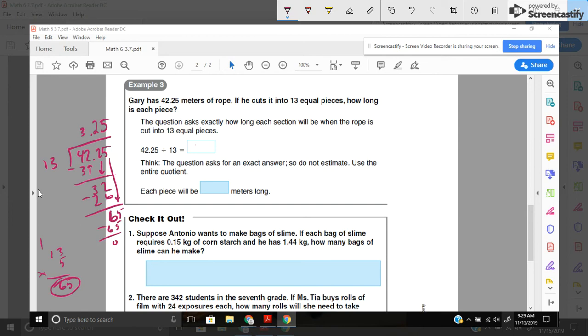So, 3.25 is how long each piece needs to be. So the question asks this time for an exact answer. If he cuts into how long is each piece? And that's exactly what we found. So don't estimate, use everything here. So each piece will be 3.25 meters long. What we just did here is nothing different than what we have been doing. It's just finding the exact answer.